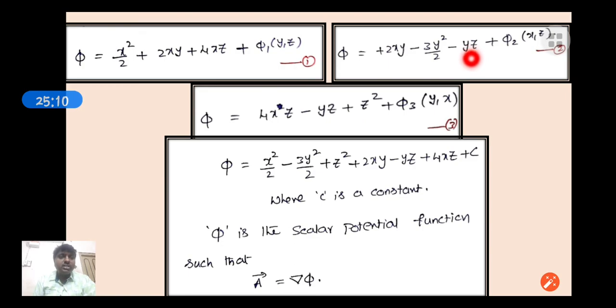Next yz. Yz is in the second equation as well as the third equation, so only 1 time I am writing yz. Next minus 3y square by 2 and plus z square. Finally our phi is x square by 2 minus 3y square by 2 plus z square plus 2xy minus yz plus 4xz plus a constant, where c is a constant. So therefore phi is a scalar potential function such that a bar is equal to del phi. Here also a bar is an irrotational vector point function or a conservative vector field.